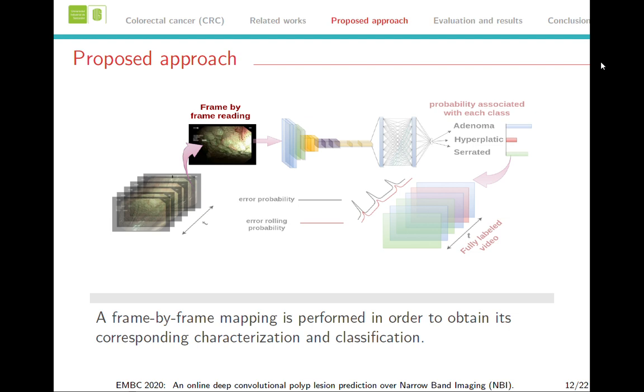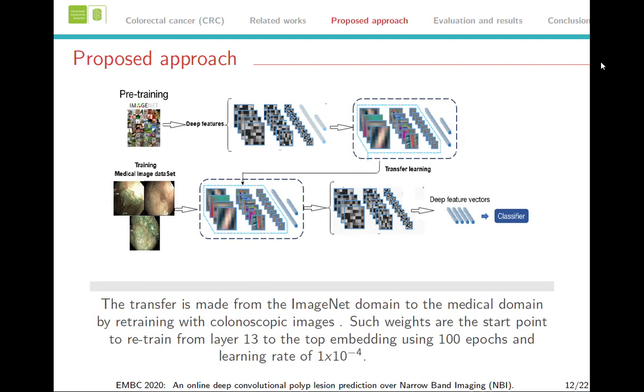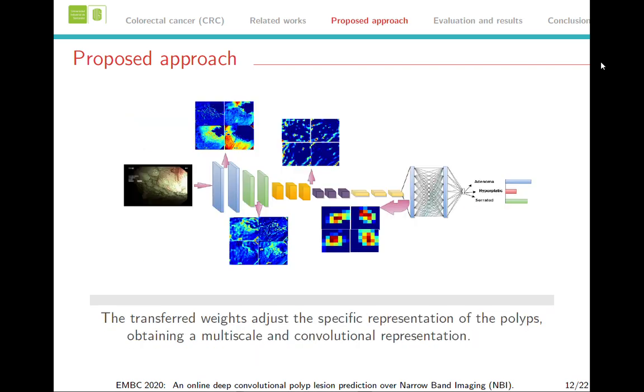We extract frame by frame to map it to a convolutional representation. To build this convolutional representation, what was first done was a transfer learning from a natural domain, ImageNet, to the medical domain, colonoscopy. This new transfer representation adjusts the weights to a representation of the polyps.